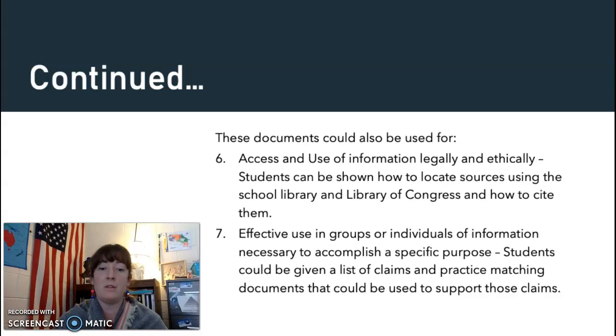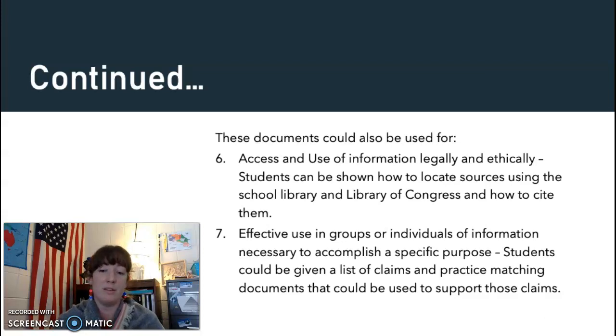And here I would show them, again, how to locate those sources, but also how to cite those sources using a valid citation system such as Chicago or MLA or APA. And I would also probably go over the concept of plagiarism and how there are different levels of plagiarism and how they're all wrong.